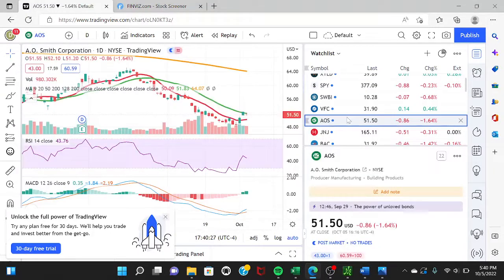Alright, AOS. Are we going to buy this? We got enough money. Market is down. We going to buy this one? No. Hell no. Look at that RSI. We ain't touching it. So what's our next step? What's our next course of action?